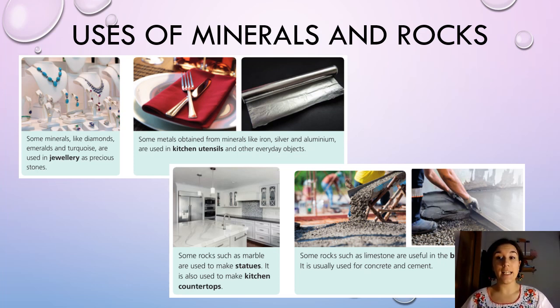And this is the last thing that we are going to study, the uses of minerals and rocks. Because rocks are there in nature, but you can use them for important things. We're going to study that they can be used for many things. They can be used for jewelry, joyería. They can be used for making kitchen utensils like forks and knives, and other everyday objects too. They can also be used for making statues, estatuas, which is nice. They can be used for making kitchen countertops. Countertops are encimeras. The encimera of your kitchen can be made of a mineral or many minerals.